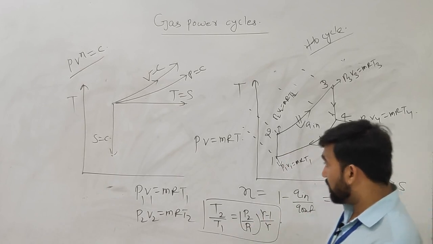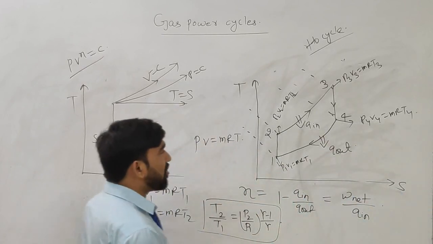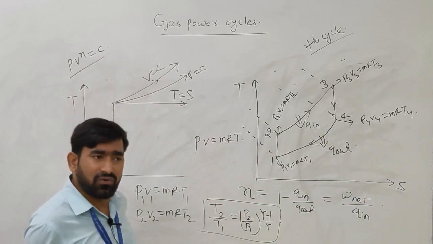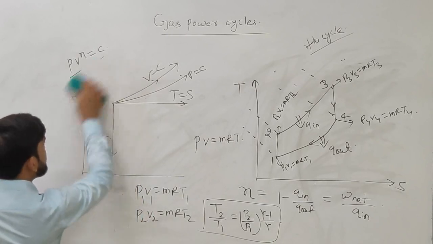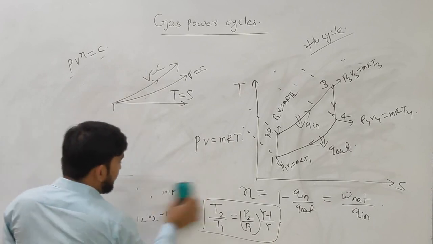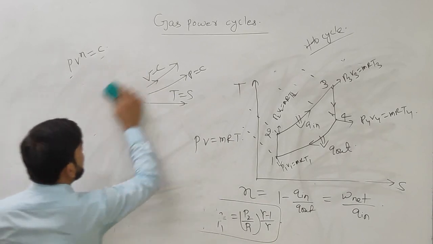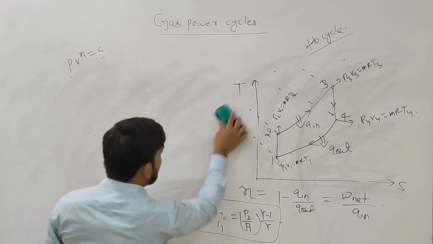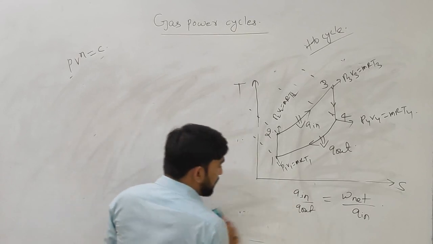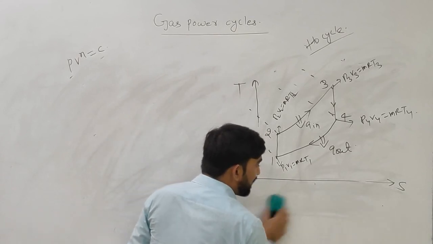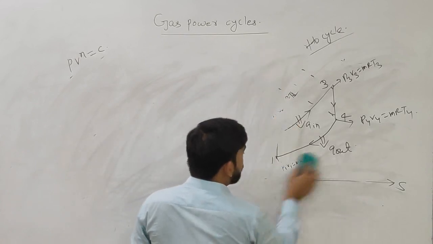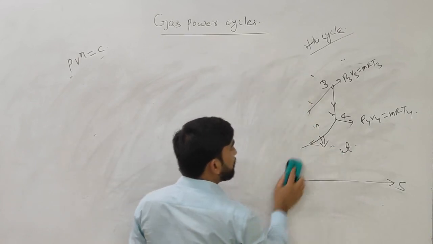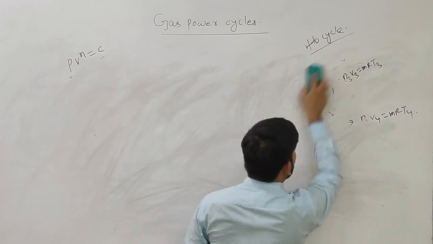But let us see how we can draw PV and TS diagrams for Diesel cycle and Dual cycle with the help of polytropic process. So let us see it at a fast pace, we can draw this PV and TS only. Why? Because we have to see how we can implement the polytropic process diagram to draw PV and TS diagrams for Diesel cycle and Dual cycle.